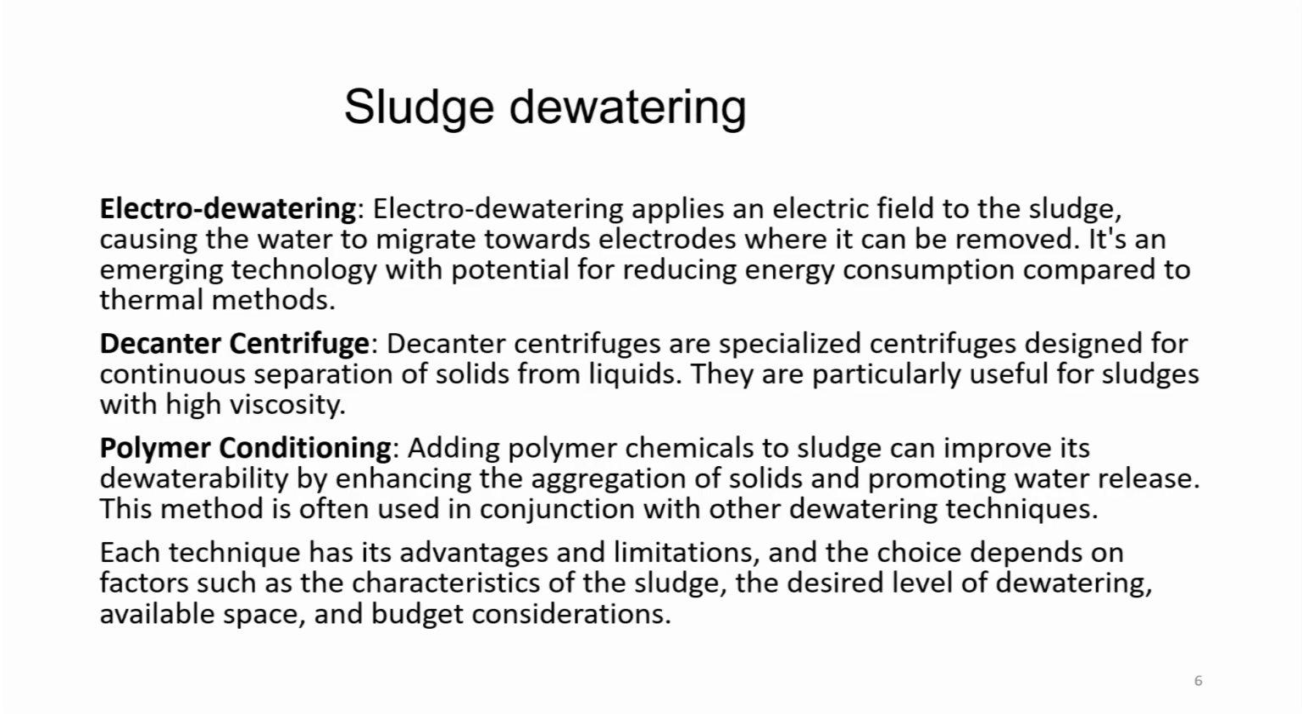Polymer conditioning. Adding polymer chemicals to sludge can improve its dewaterability by enhancing the aggregation of solids and promoting water release. Because polymer is hydrophobic, this method is often used in conjunction with other dewatering techniques. So, each technique has its advantages and limitations, and the choice depends on factors such as characteristics of the sludge, the desired level of dewatering, available space and budget considerations.